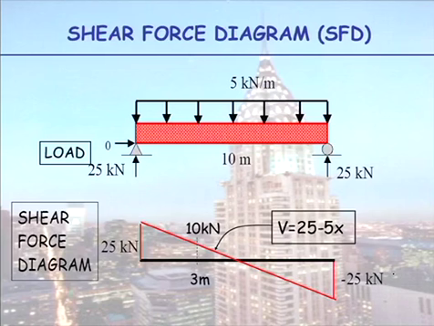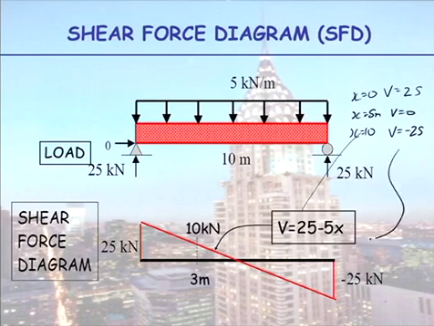If we go look at our expression here, so when x is equal to 0, v is equal to 25. When x is equal to 5 metres, that's in the middle, v is equal to 0. When x is equal to 10 metres, v is equal to minus 25. So that is just this plot here. So okay, we can come up with general mathematical expressions and calculate shear anywhere in the beam.